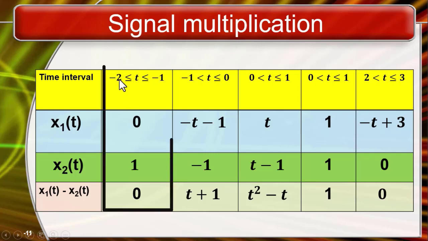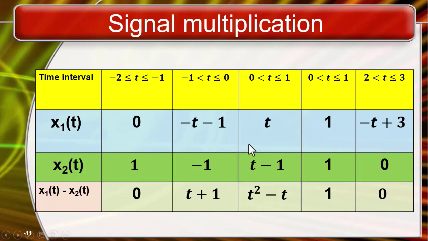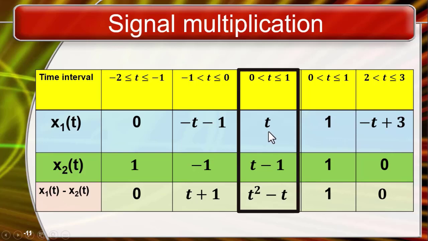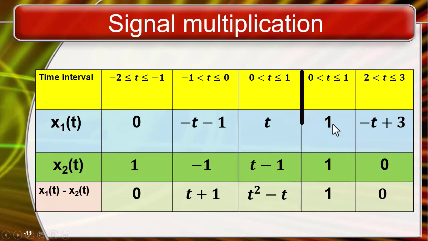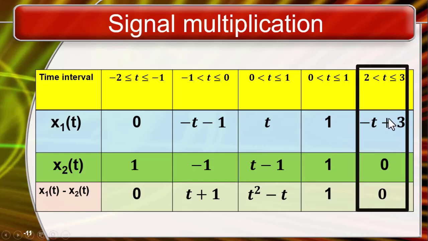In the interval between -2 and -1, x1 of t is 0 and x2 of t is 1. Their product becomes 0. In the interval between -1 and 0, x1 of t is -t minus 1, x2 of t is -1, so their product becomes t plus 1. In the next interval, x1 of t is t and x2 of t is t minus 1. Their product becomes t squared minus t. Now in this range, x1 of t is 1, x2 of t is 1. Their product becomes 1. And in this range, x1 of t is -t plus 3, x2 of t is 0. Their product becomes 0.